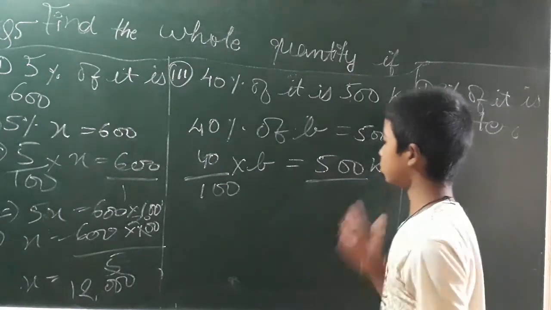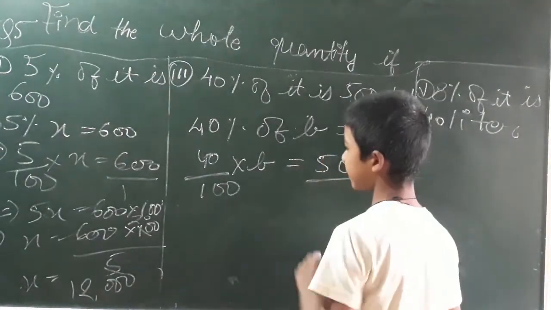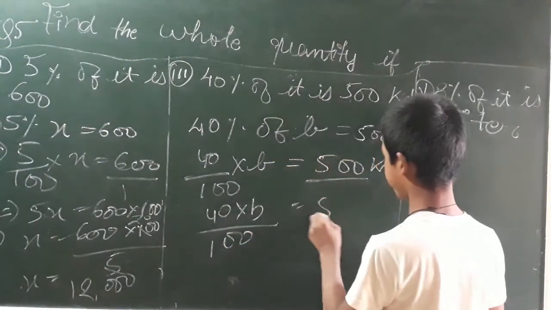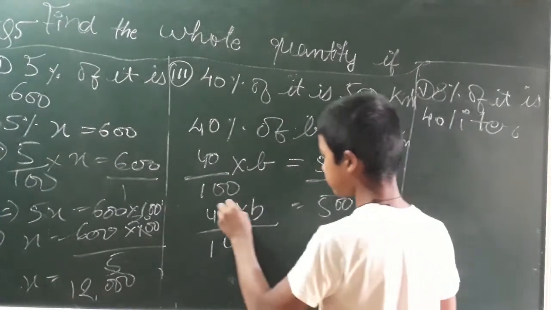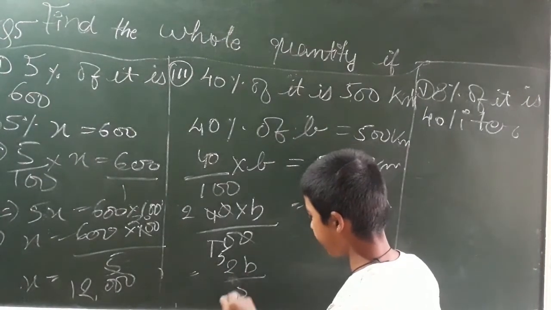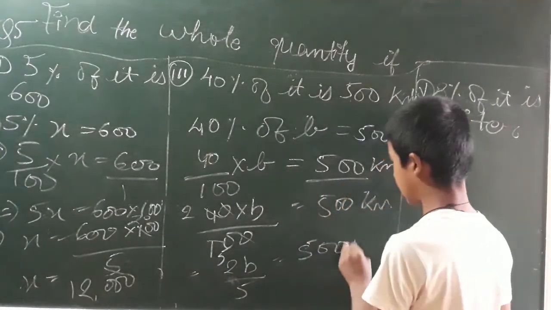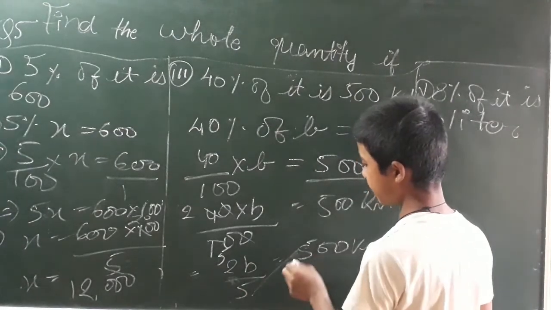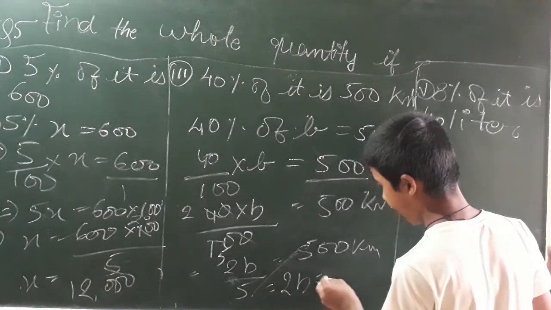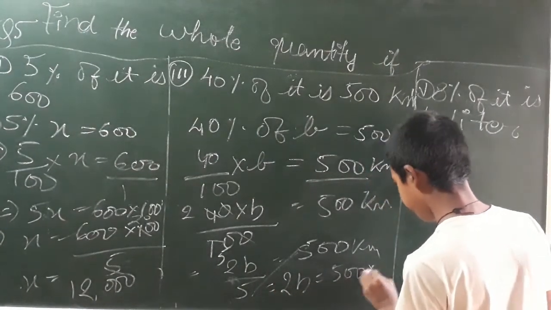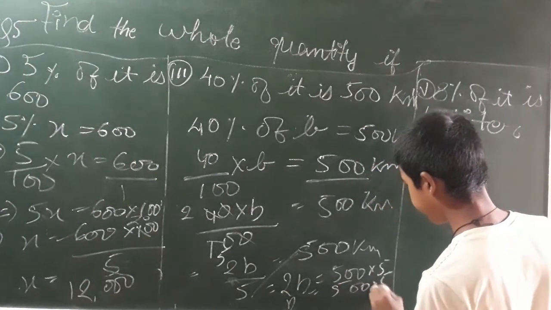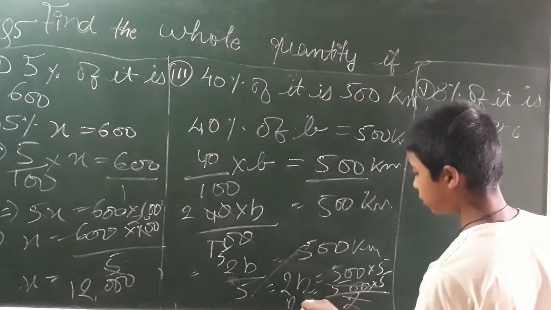This time we will not do cross multiplication. We write 40 multiplied by b upon 100 is equal to 500 kilometers. Now cut the zeros, 2 twos are 4, 2 fives are 10, so 2b upon 5 is equal to 500 kilometers. Now the 5 multiplies across, so 2b is equal to 500 multiplied by 5. Now b is equal to 500 multiplied by 5 upon 2, so it will be 250.